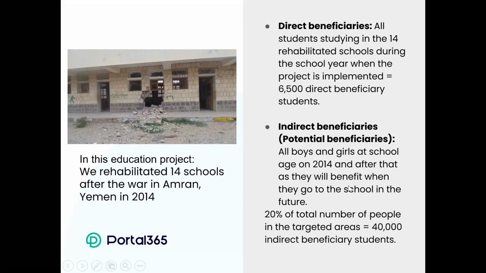But if the donor asked us to provide the names of these people, of course we don't have them, because they will benefit from the rehabilitation in the coming years, not during the implementation of the project. So they will be potential beneficiaries, or indirect beneficiaries.